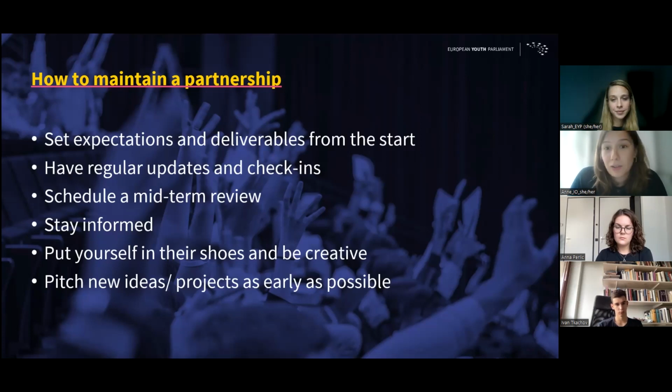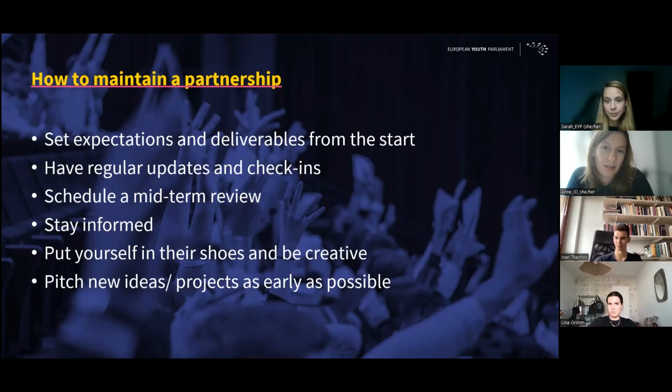Another thing is staying informed. So do follow what the company, the organization is doing during that time of the partnership. What are specific projects that they're working on? Are they maybe shifting directions a little bit? Could you incorporate that to show that you really care about what they do as well, and you want to create synergies, as we'd like to say?